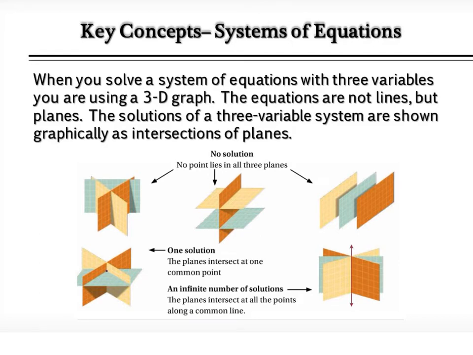So you could have no solution where there are no points in all of the 3 planes, as in the top 3. You could have one solution, like the one to the left here at the bottom. It meets right there, is where all 3 of them meet. Or they could meet and have an infinite number of solutions because they all meet along a common line. That's what the solutions of 3 variable systems look like if you were to graph them.